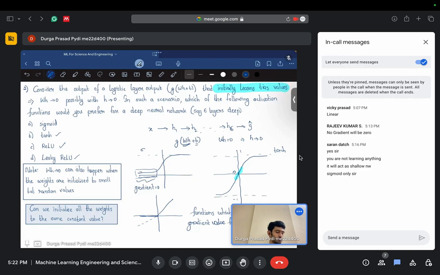Okay, now let us ask another question. Can we initialize all the weights to the same constant value? If I am using sigmoid or any of these functions, can I initialize all the weights to be the same value? Say 0: I initialize all the weights to 0 and start my training. Can I do that? Of course I can do that. So will it actually converge to a better solution than doing any other initialization?